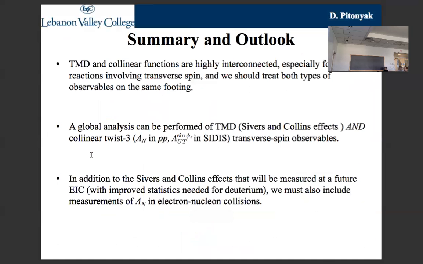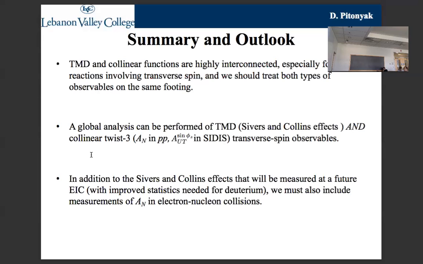Just to conclude, the TMD and collinear functions are highly interconnected, especially for transverse spin observables. We need to treat both observables on the same footing. It's not that TMD is different from collinear; it's all the same functions showing up. We're working on a global analysis of all of these observables.